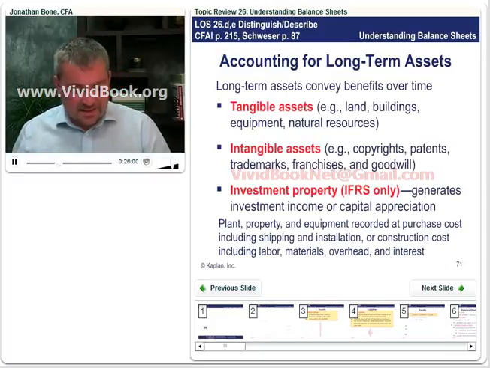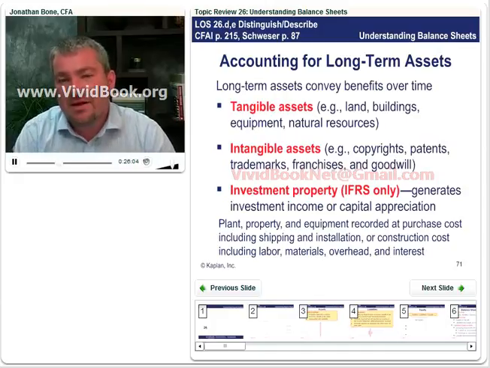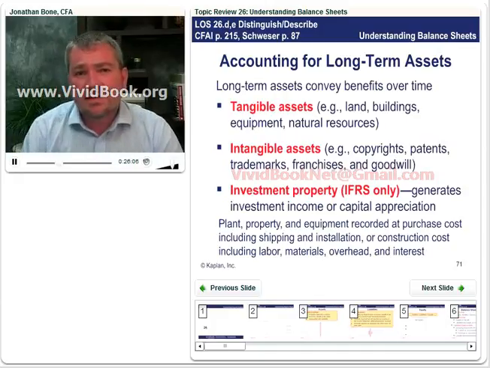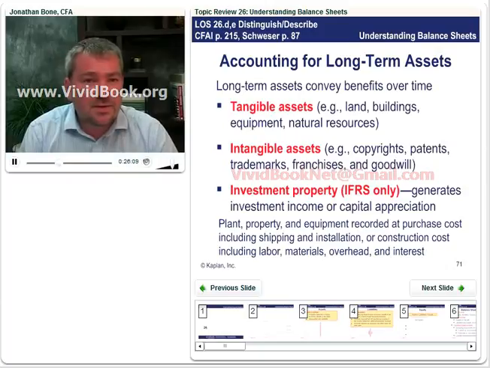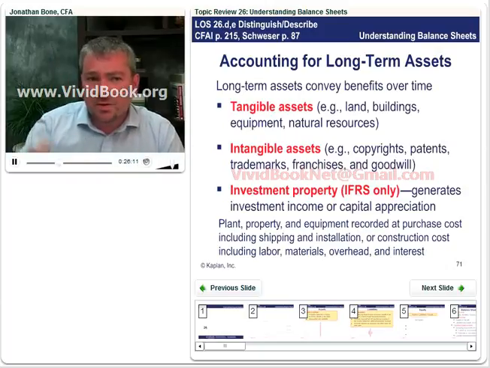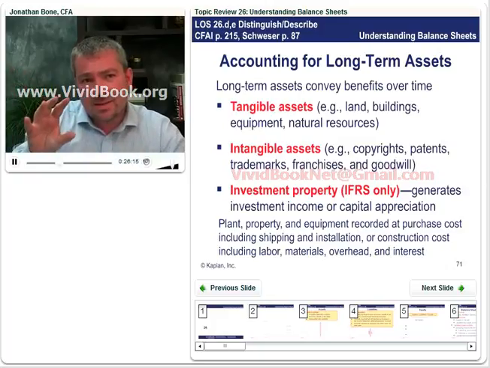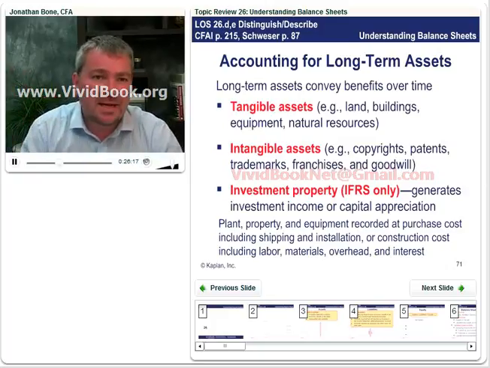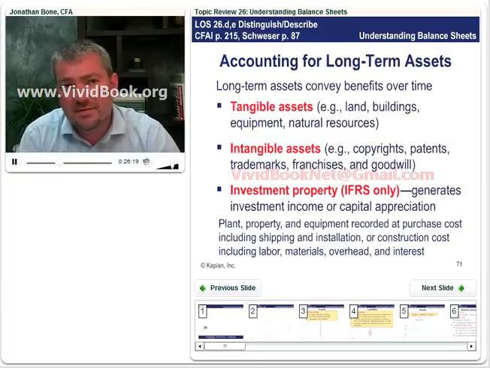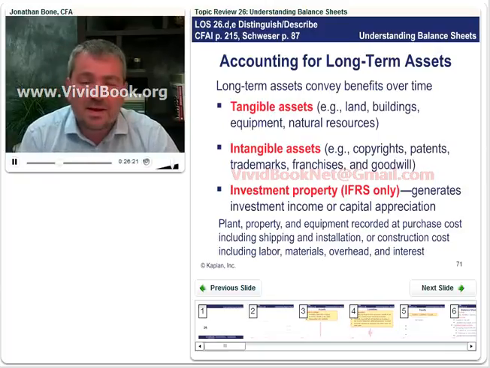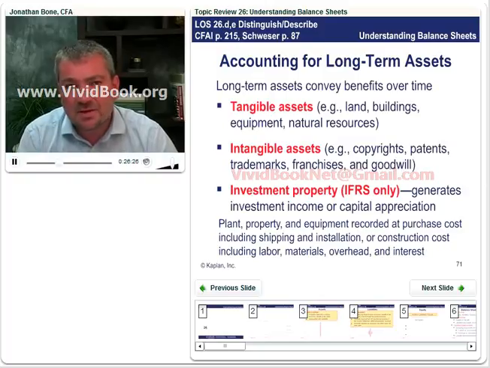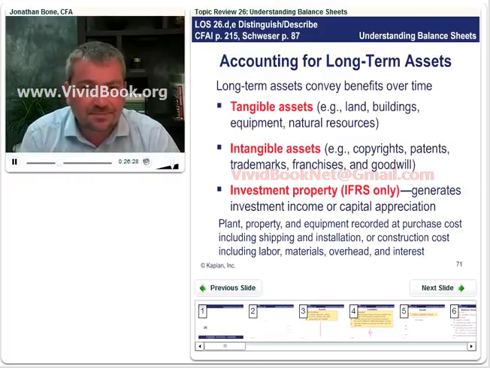Right, let's have a look at our accounting for long-term assets. So long-term assets convey benefits over time. This is the idea of capitalization, and it's using the accruals process. What we're going to do is store the cost into the balance sheet and then release that cost out of our balance sheet over time to match against revenues as the asset generates revenues. Remember what we talked about when we talked about accruals. We talked about the matching concept that says match costs against the revenues.